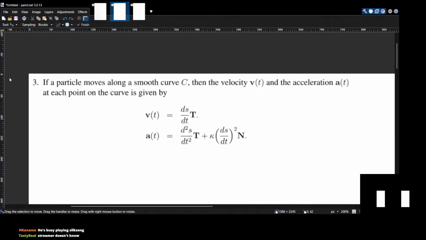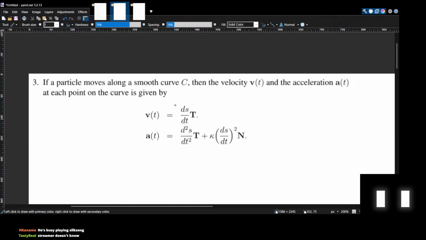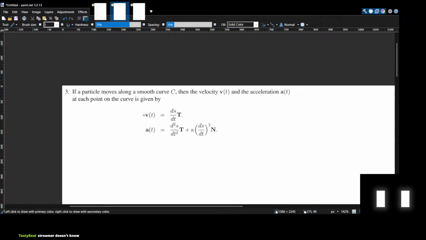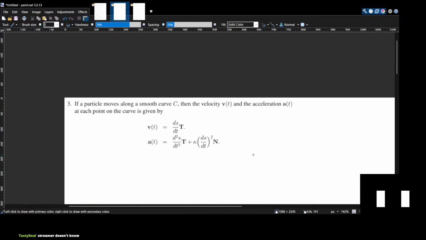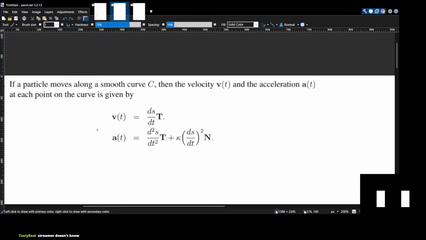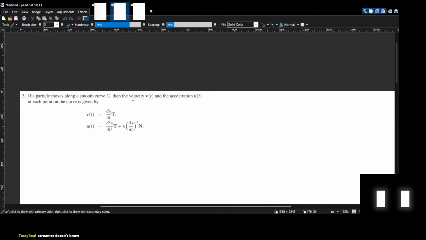So, if a particle moves along a smooth curve C, then the velocity and the acceleration at each point of the curve is given by these following values. Okay, so if a particle moves along a smooth curve C, then the velocity and the acceleration at each point of the curve is given by these. So what does this mean?